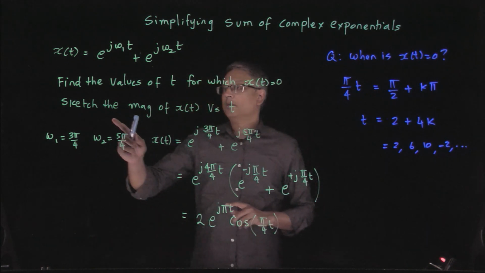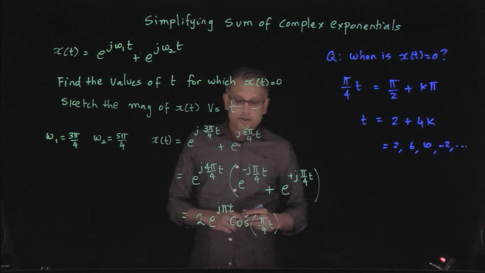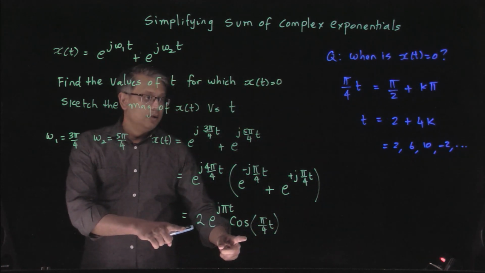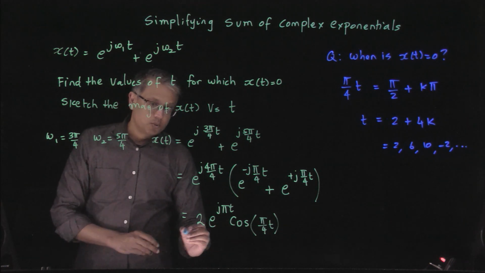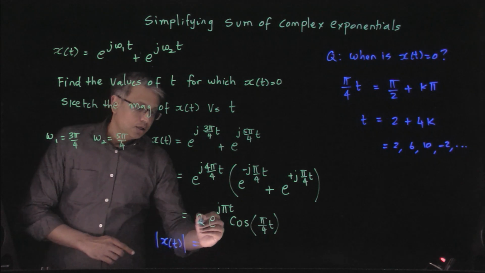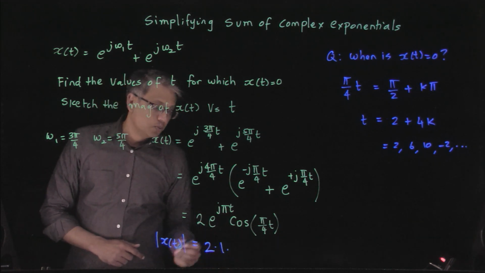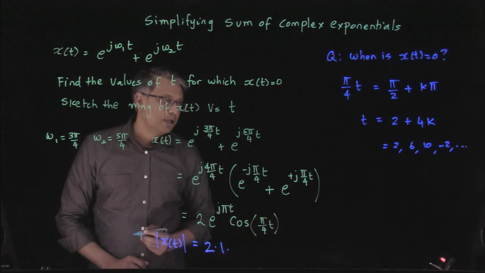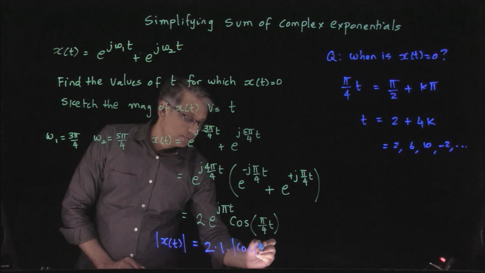How about sketching the magnitude of x of t versus t? Well, to sketch the magnitude, again, you can look at this form here, and you realize that the magnitude of this part is 1. So to compute the magnitude of x of t, the magnitude of 2 is just 2, the magnitude of this part is always 1, and the magnitude of cosine pi over 4 times t is simply the absolute value of cosine pi over 4 t.